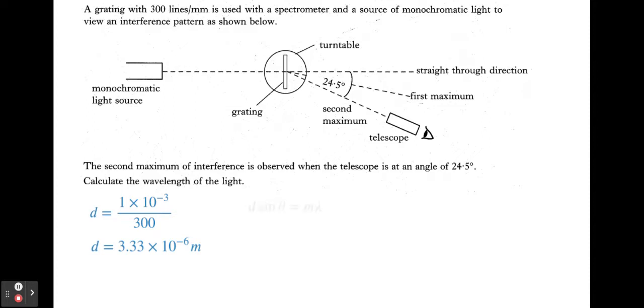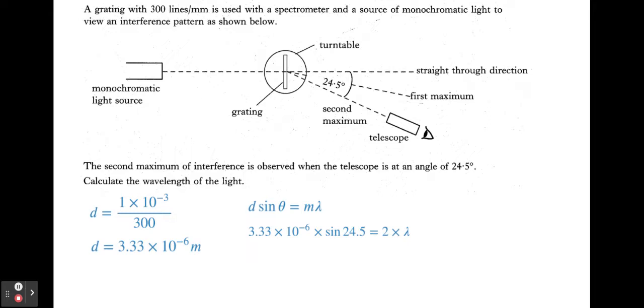Now I can work out the wavelength using the diffraction grating formula, which is d sine theta equals m lambda. In this case, d is my spacing on the grating, which is 3.33 times 10 to the power of minus 6. Theta is my angle, so sine of 24.5. m is my maximum number. In this case, it's the second order maximum, so my m number is 2. And lambda is the wavelength I'm trying to find out.